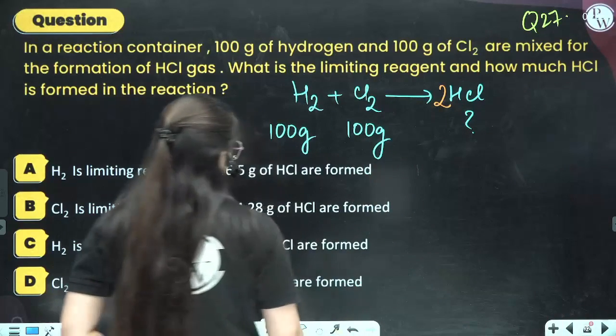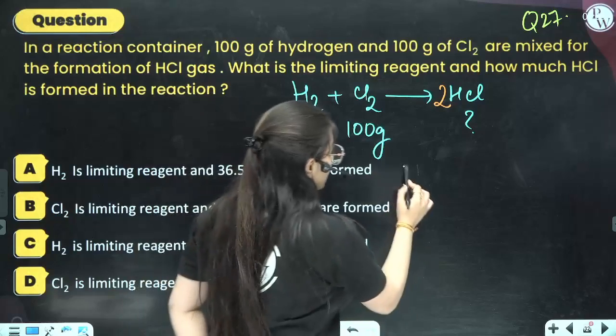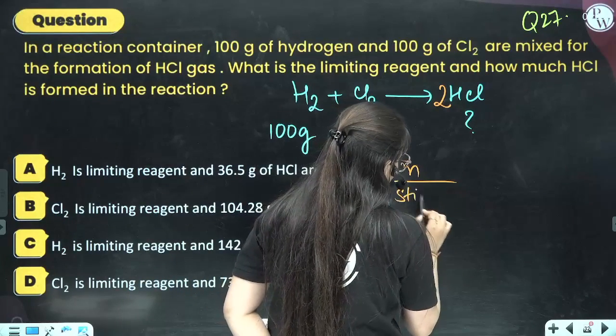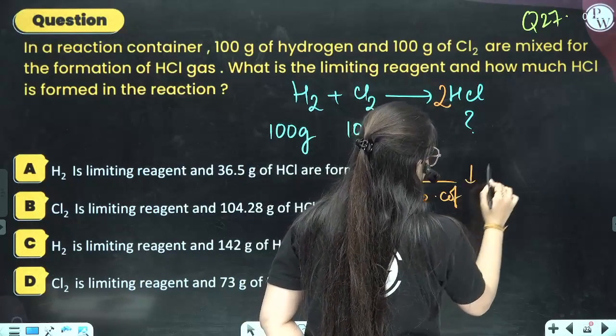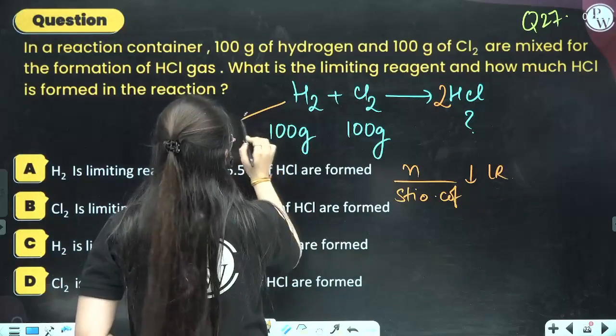What is the limiting reagent? How to calculate the limiting reagent, ma'am? Number of moles divided by stoichiometry coefficient. If its value is low, it is the limiting reagent. So over here, number of moles.